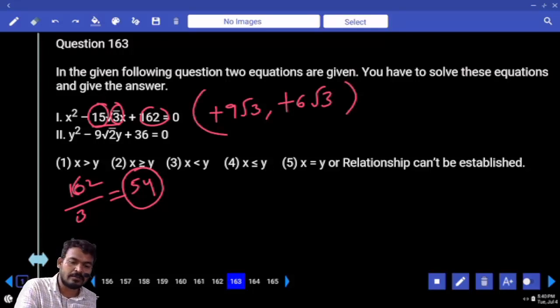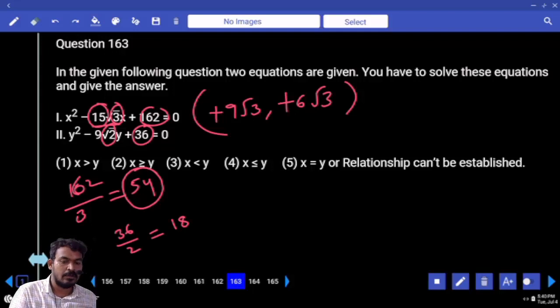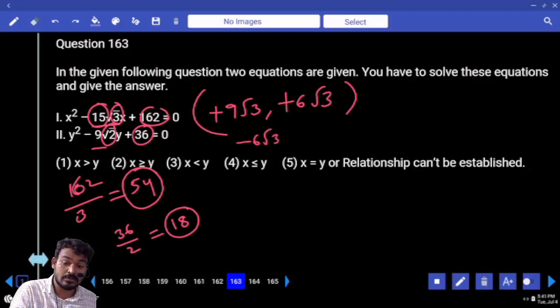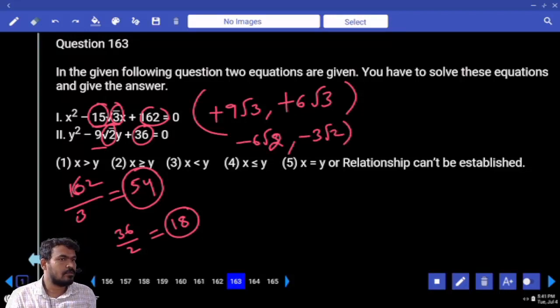Second one, what is the product value? 36. That is divided by root value. 36 by 2, we are getting how much? 18. Product is 18 but sum is 9. Then one will be 6, another one 3. 6 into 3, how much? 18. 6 plus 3, 9. One will be minus 6 root 2, another one minus 3 root 2. Those are initially negative or positive? Negative roots. But finally positive roots are 6 root 2 and 3 root 2.